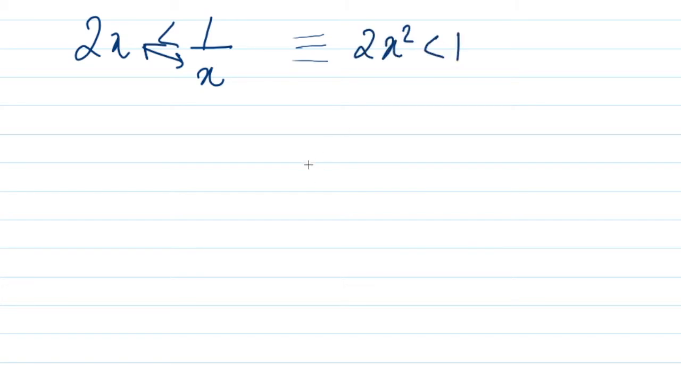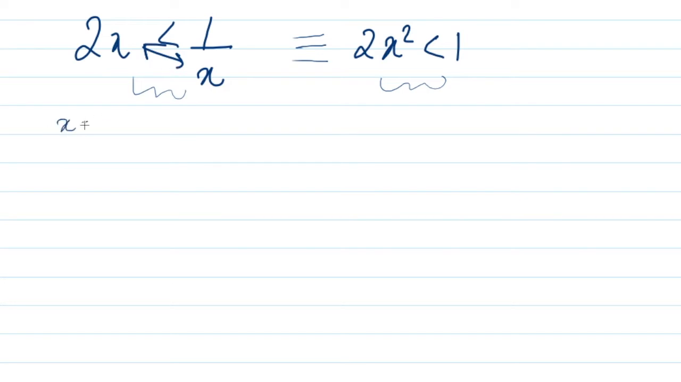What you are now saying is that 2x is less than 1 by x can also be written as 2x square is less than 1. But is that true? Is that right? If it were true, then the same values that satisfy the left hand side must also satisfy the right hand side, right? Okay, so let's take some easy values of x that actually satisfy the left hand side.